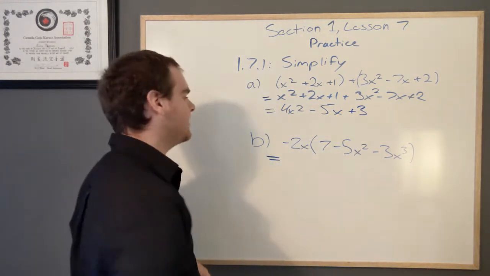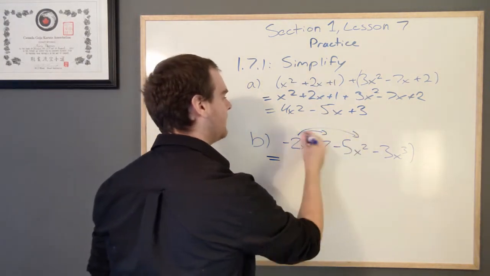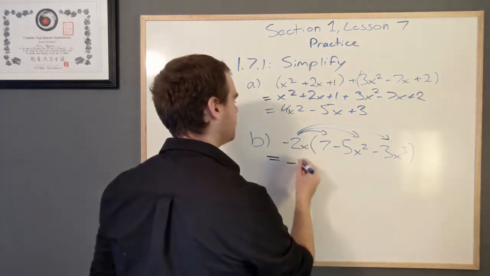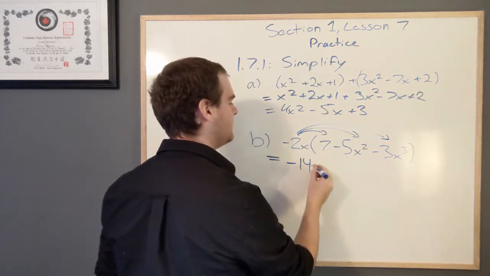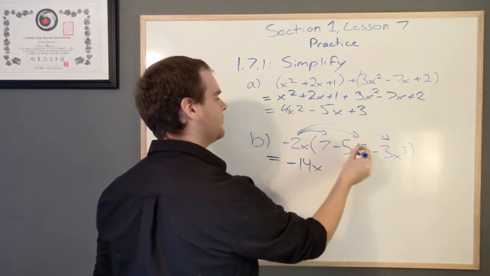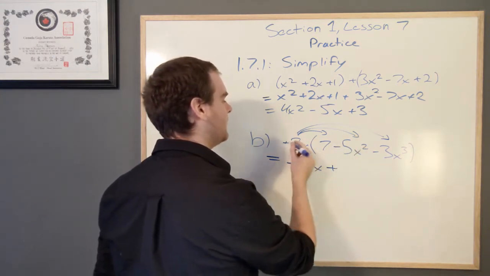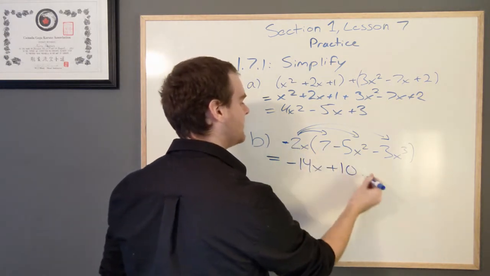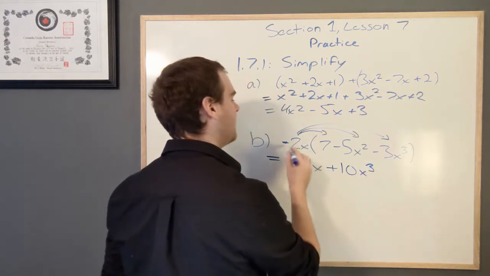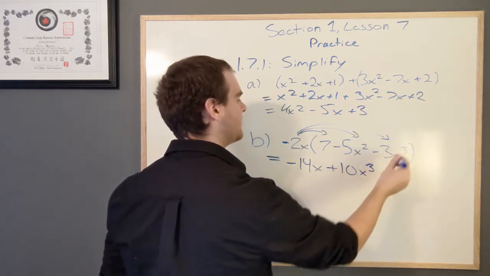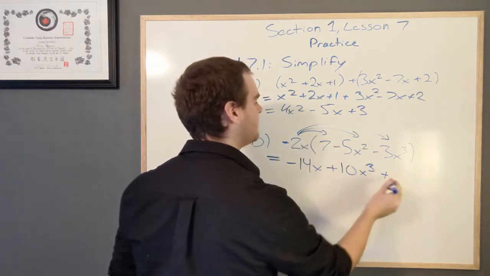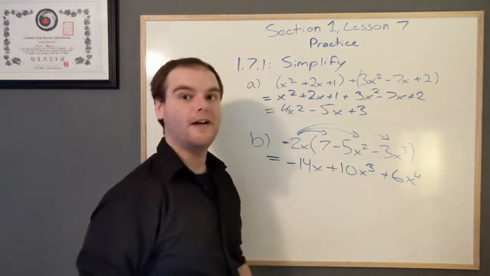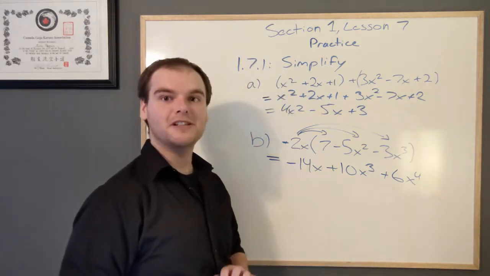Next, we have a multiplying example. So remember, we're going to multiply this guy onto each of the terms in the polynomial. So we're going to get minus 2 times 7 is minus 14 times x. Minus 2x times minus 5x. This is going to turn the minuses into positives. And we're going to be left with 2 times 5 is 10. X times x squared is x cubed. Minus 2x times minus 3x cubed. Those negatives change to a positive. 2 times 3 is 6. X times x cubed is x to the 4. And that's it. Really fast, really easy.